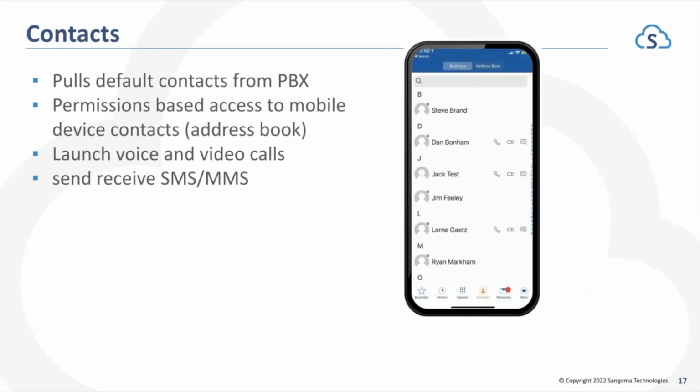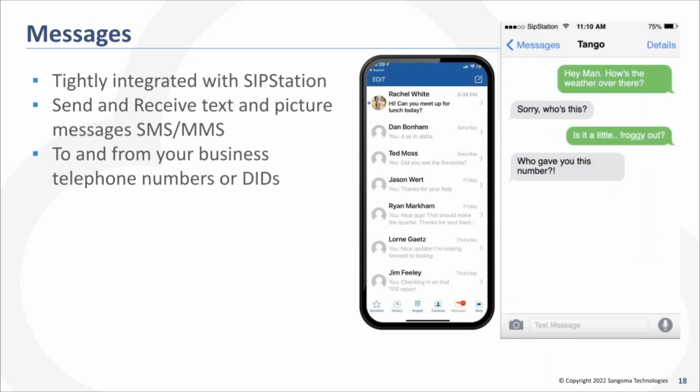Contacts, so there's a couple of different contact lists in Sangoma Connect Mobile. The business contact book is going to pull all contacts directly from the PBX with contact manager integration. And then address book gives you the ability, if you want it, to load in your native iOS or Android device contact list as well, to be able to launch those voice and video calls or send and receive SMS and MMS messages.